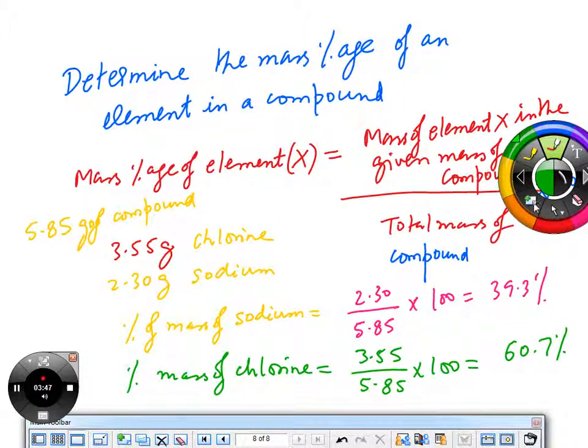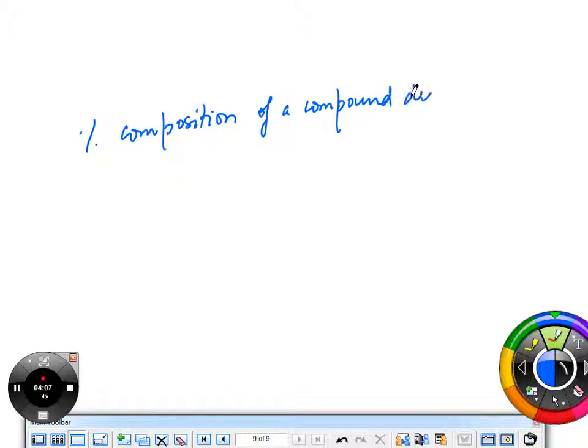Similarly, we can learn how to calculate the percentage composition of a compound determined from its formula.